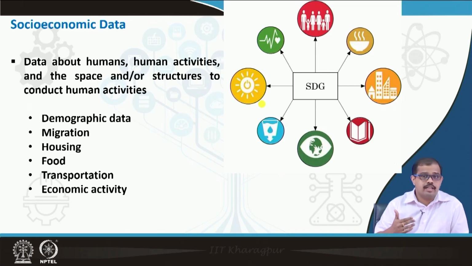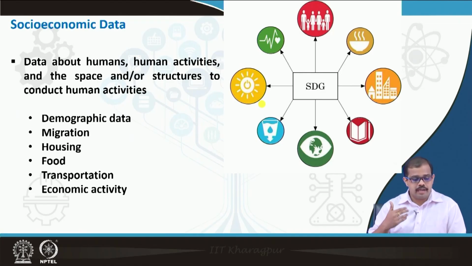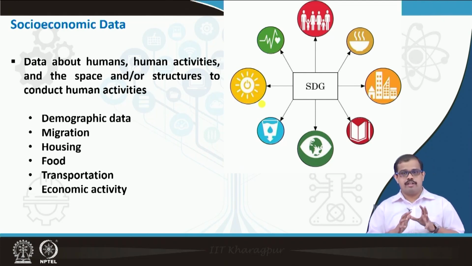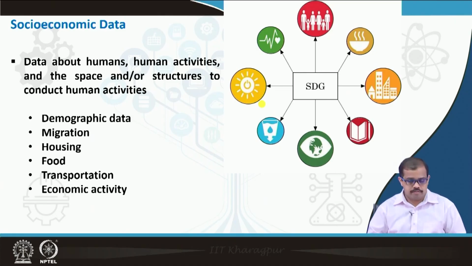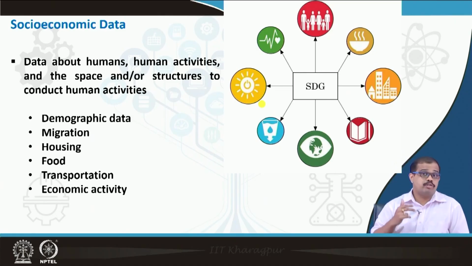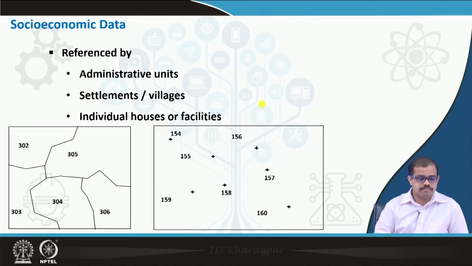The next set of data that you have is socio-economic data. It can be demographic data, migration data, housing data, food data, transportation data, or economic activity data. These are data about humans, human activities, and the space and structures used to conduct human activities. This becomes extremely important in your database. So when you are collecting data, look at the socio-economic part of it. Some of these data sets may already be available in the government domain, or you may have to collect them as a primary source.